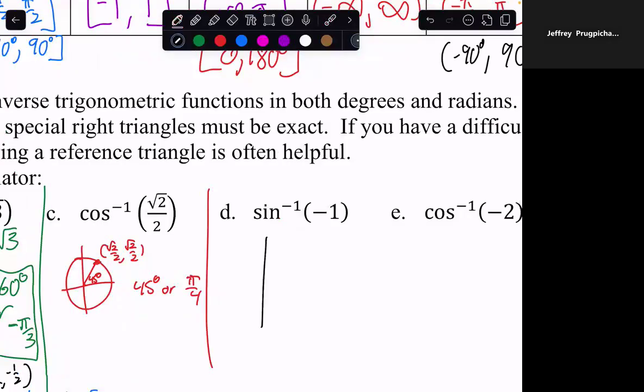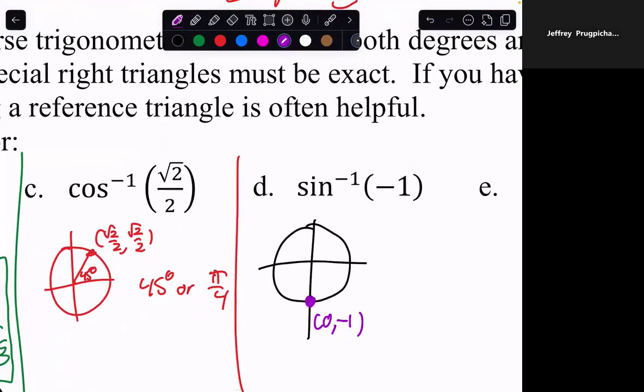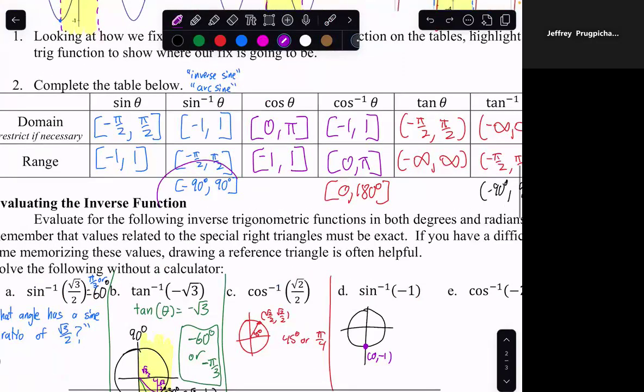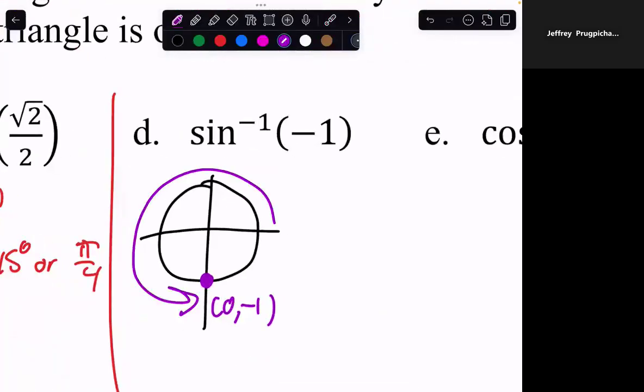Inverse sine of -1: where is sine equal to -1? That would be down here, right? Now you cannot call this 270 degrees. Even though it is 270 degrees, 270 is not between -90 and positive 90. So instead of positive 270, you have to call this -90 degrees.